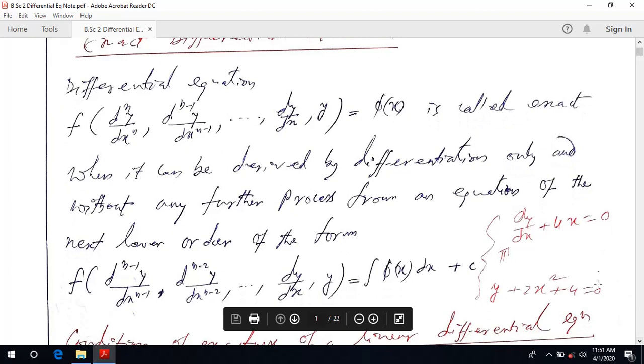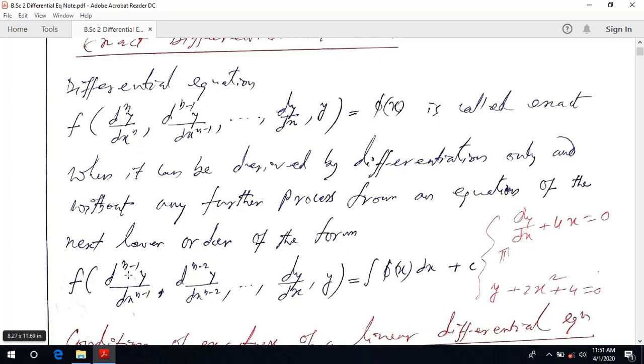That means the differential equation of order n is said to be exact when it is obtained from just the immediate next lower order by differentiating once. That means this equation is obtained from this equation by differentiating it once. You see, this is of order n, this is of order n minus 1, just the immediate lower order.